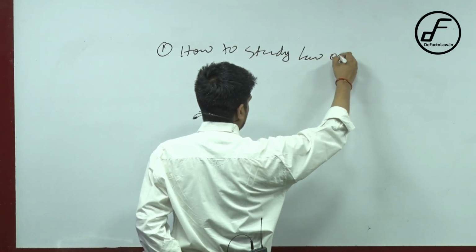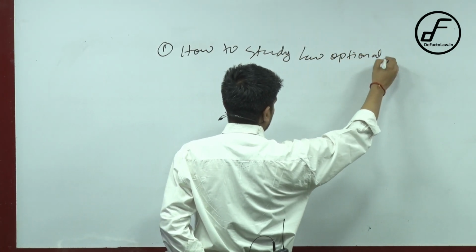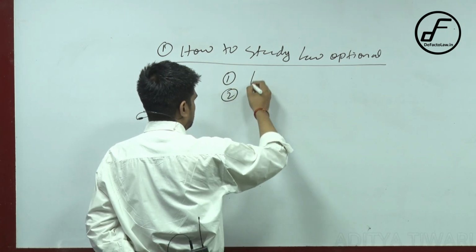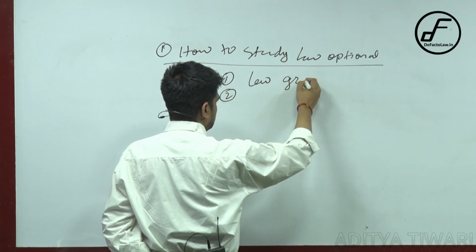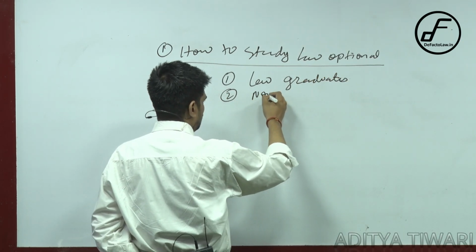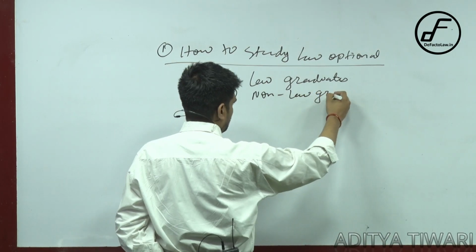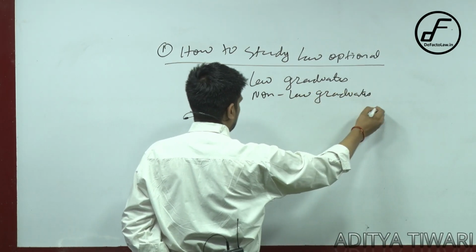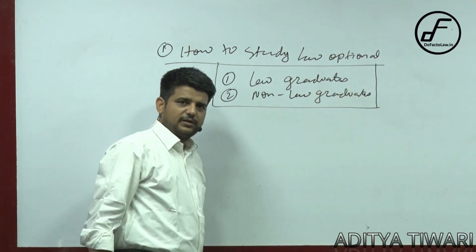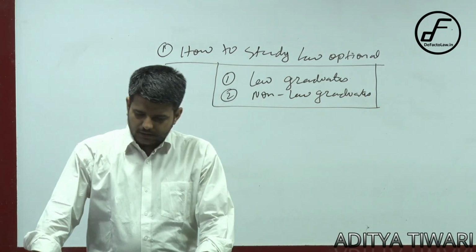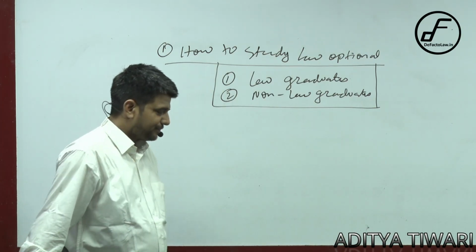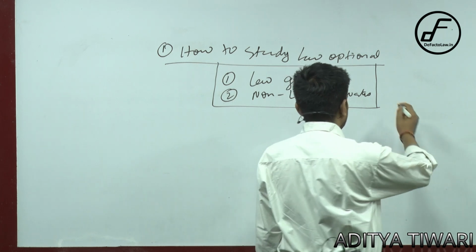Now, there are two categories of people who will be taking law optional. If I am correct, the first is the law graduates, and the second is basically non-law graduates. For both of them, the studying strategy shall be different. First, let us discuss law graduates. If you are a law graduate, how should you study this particular subject?